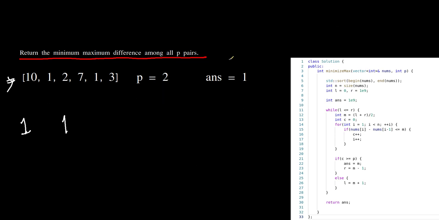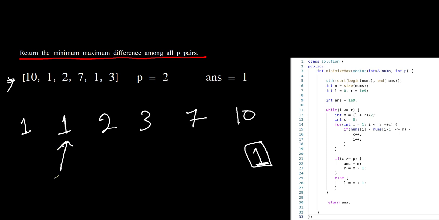What if the maximum difference is 1? Let's see how many pairs we can get in which the difference is less than or equal to 1. We start with this I and we compare I with I minus 1. 1 minus 1 is 0. 0 is less than 1, so we increase the counter by 1. Now because this pair is valid, we don't move I here because 1 is already taken.